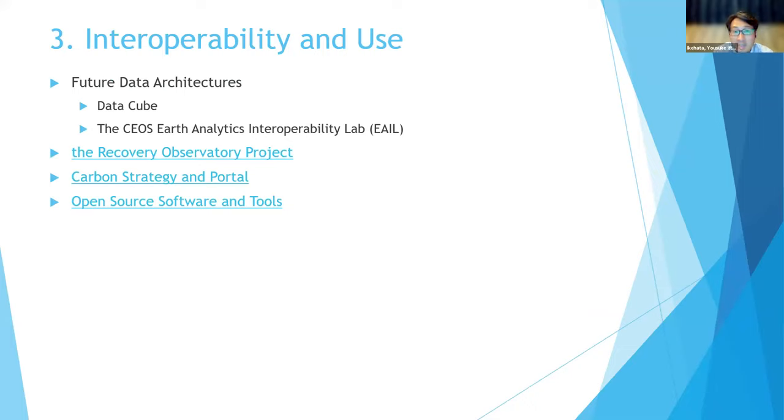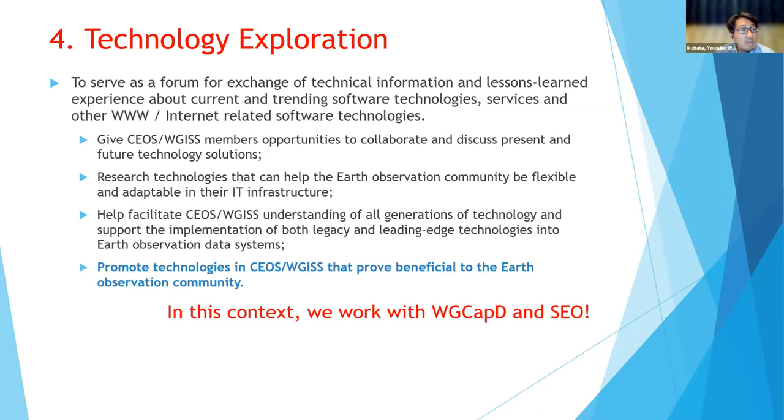Third is the Interoperability and Use Interest Group. This group investigates portals and systems which cut across satellites and sensors, and now we focus on the future data architecture. Some of the systems will be used in today's topics. The last interest group is the Technology Exploration Interest Group. We serve as a forum for exchange of technology information and lessons learned about current and trending software technologies, services, and other internet-related software technologies, and promote technologies in CEOS that prove beneficial to the Earth observation community.